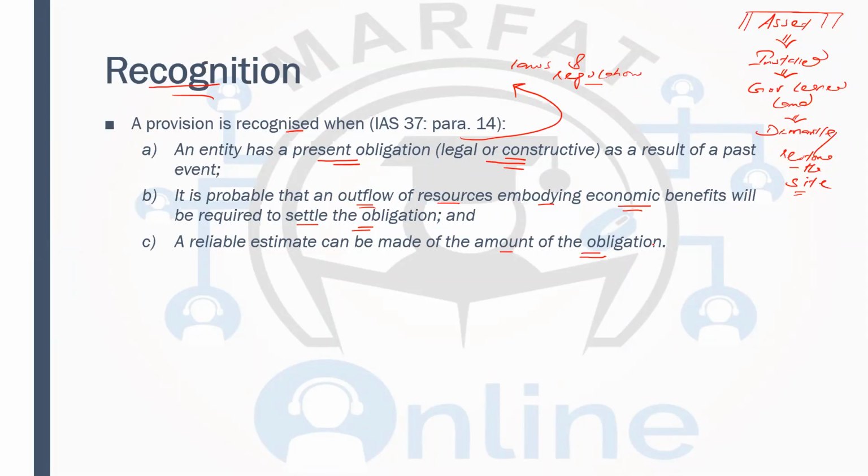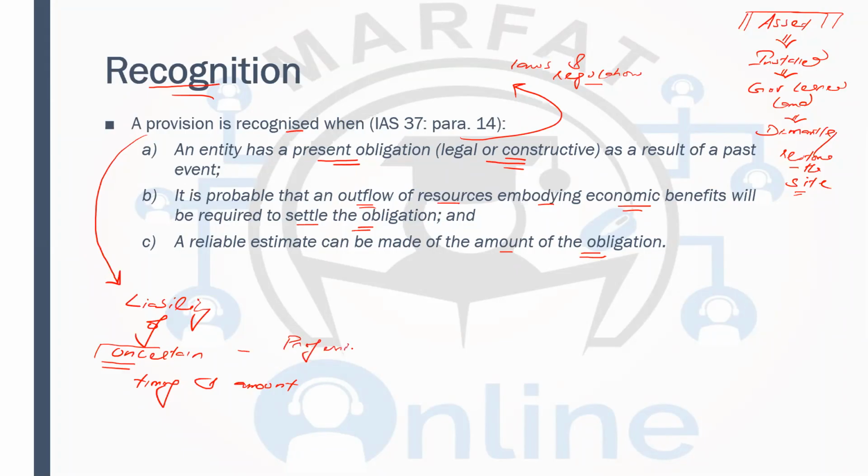Now, this is something very, very important, because when we discussed the term provision, we said it's a liability of uncertain timing and amount. When there are uncertainties, you need to apply your professional judgment to reach a figure.